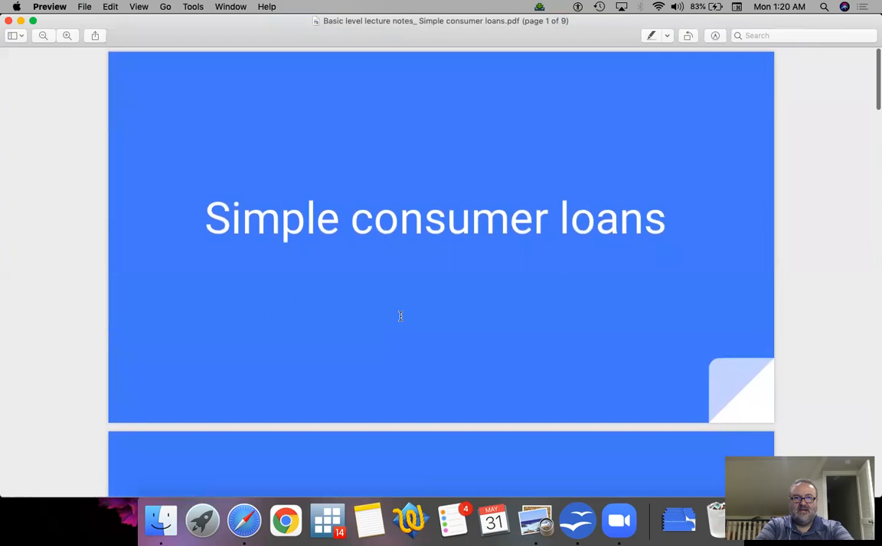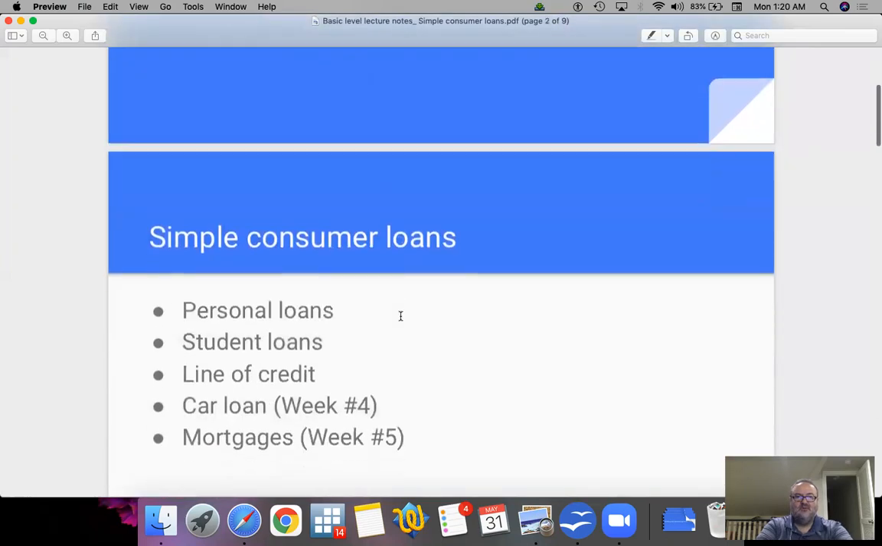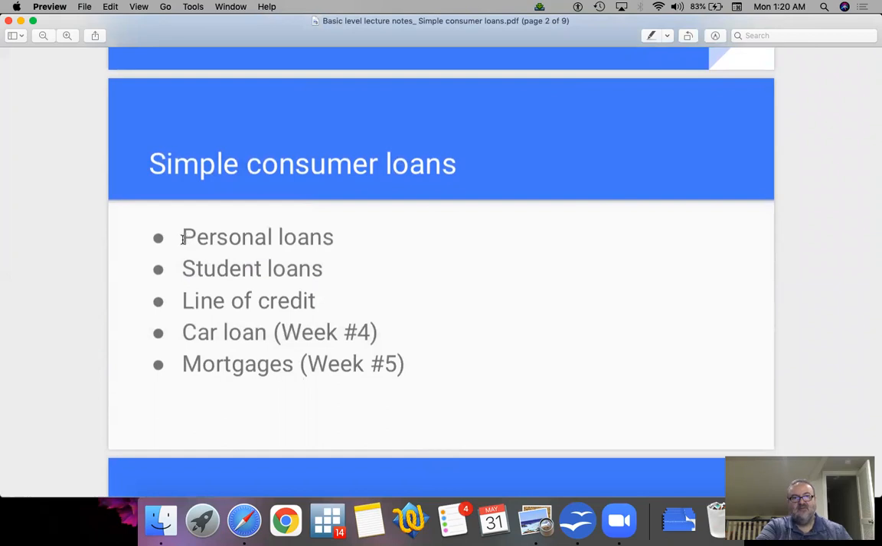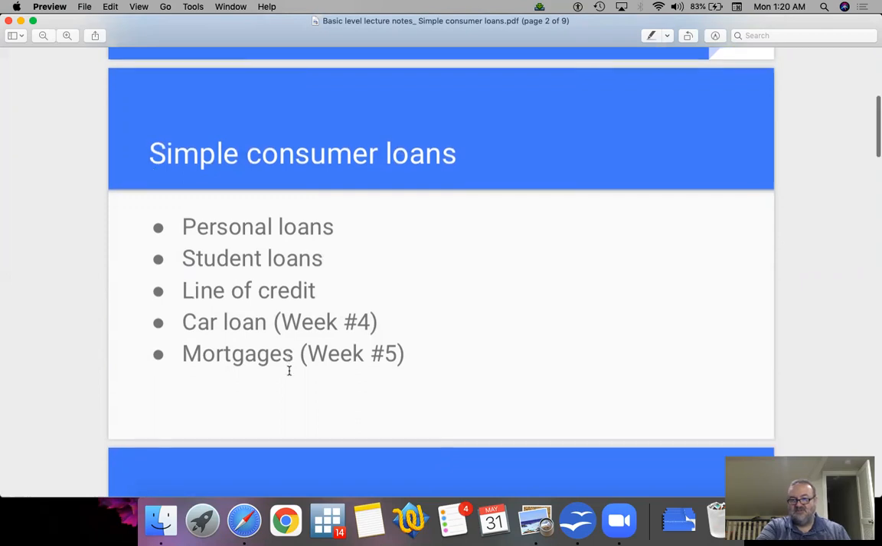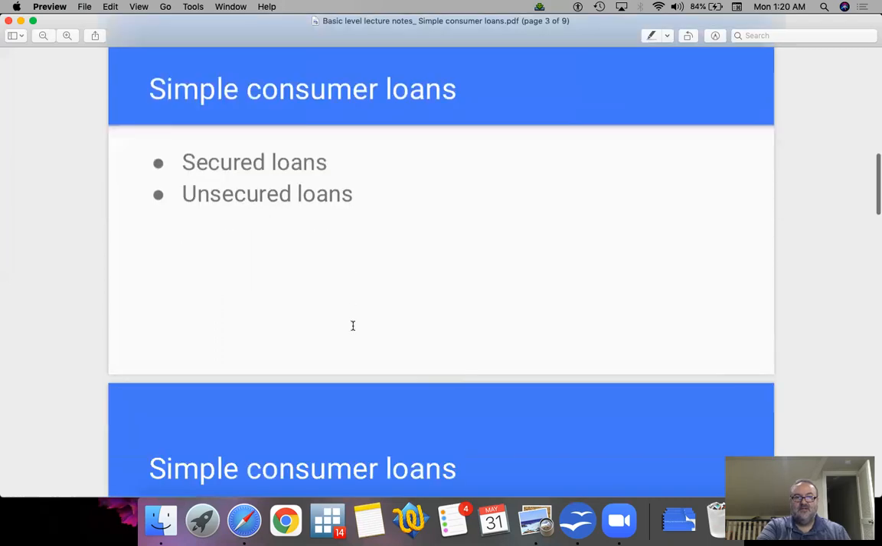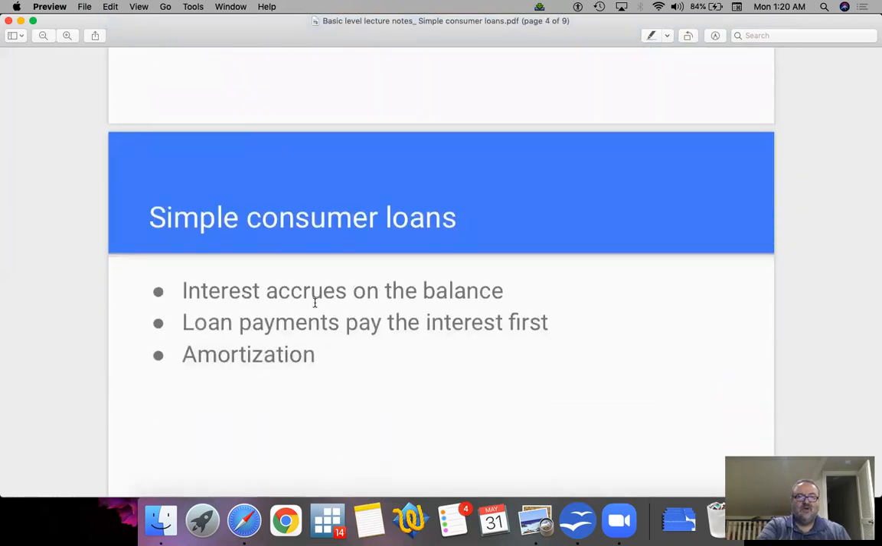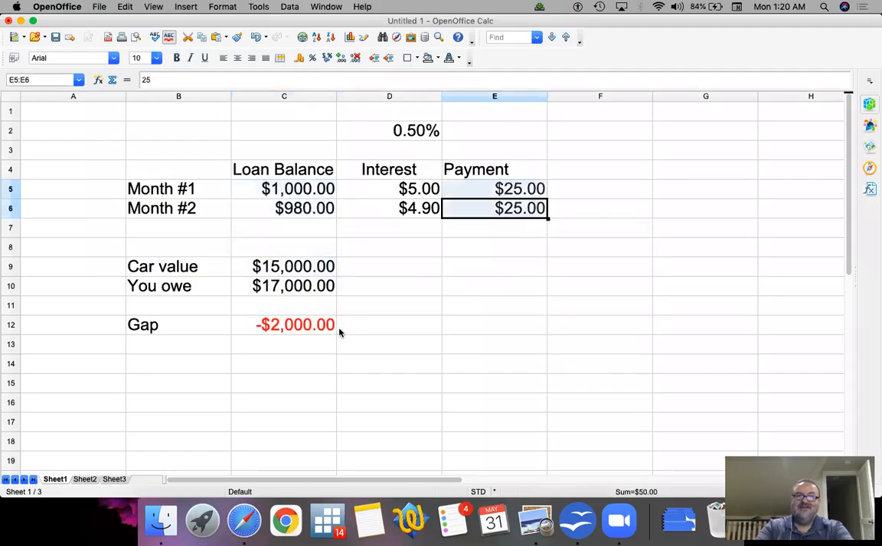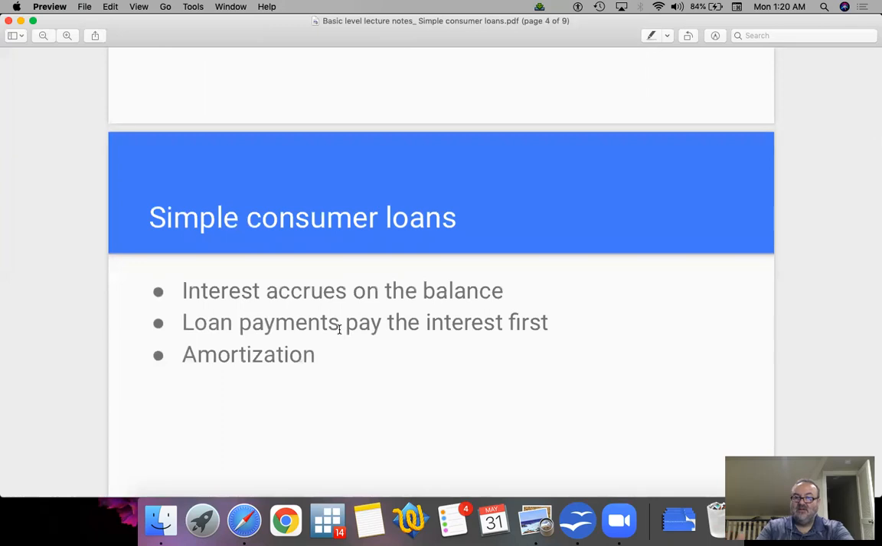So, just to recap, we talked about simple consumer loans. Some subtypes could be personal loans, student loans, line of credit, car loans, and mortgages. Simple consumer loans can be secured or unsecured. In simple consumer loans, interest accrues on the balance, and the periodic payments that you make pay down the interest first, and then they pay down the balance. Therefore, the interest accrues on the outstanding balance.